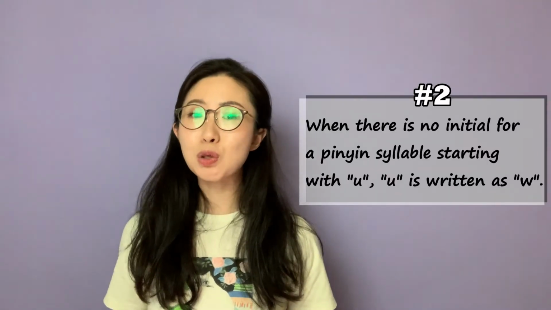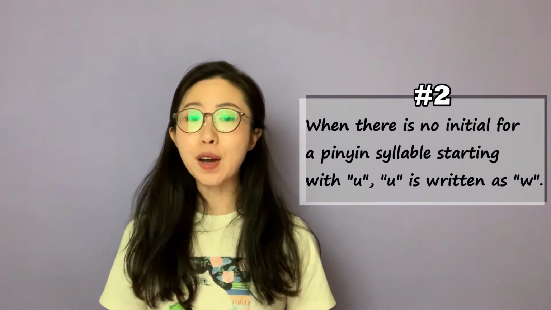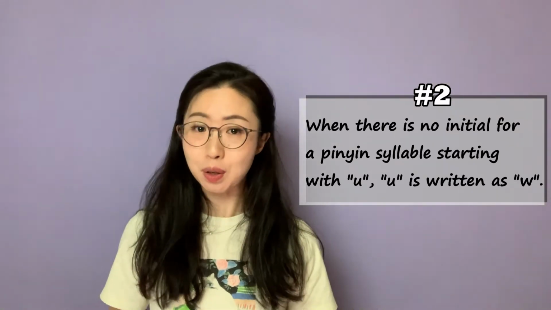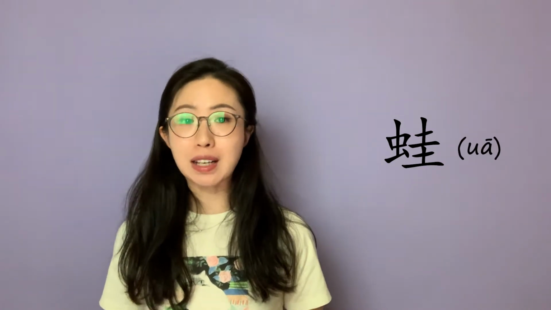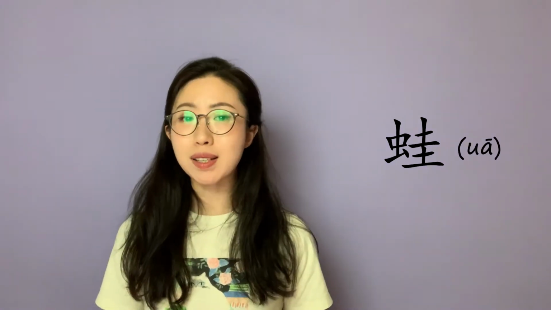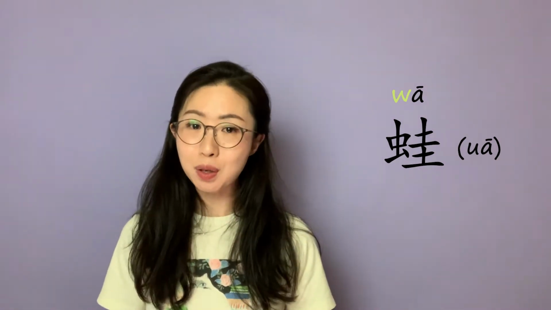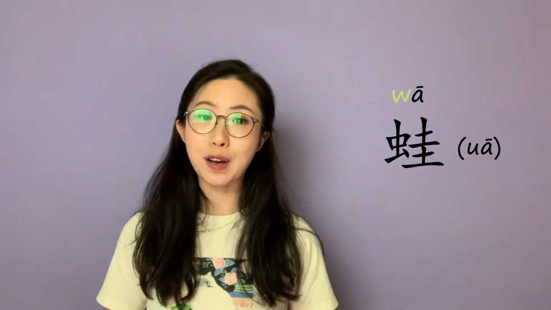Let's move on to rule number 2. Similar to rule number 1, simple final U becomes letter W if it is not preceded by an initial. For example, we have a character wa, meaning frog. It doesn't involve an initial. In this case, we write simple final U as letter W. So basically, letter W in Pinyin equals simple final U.